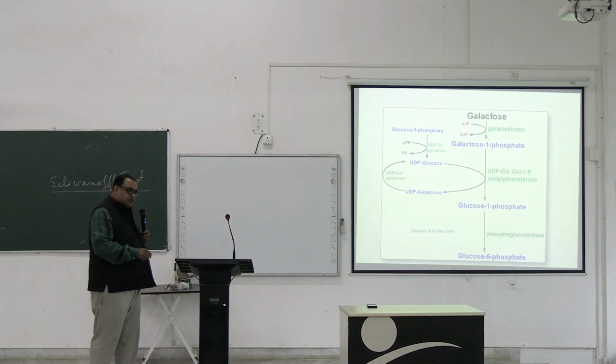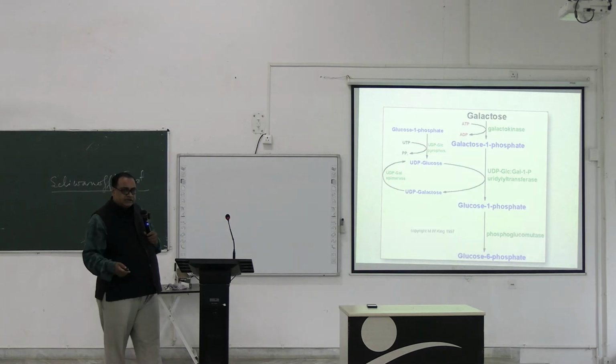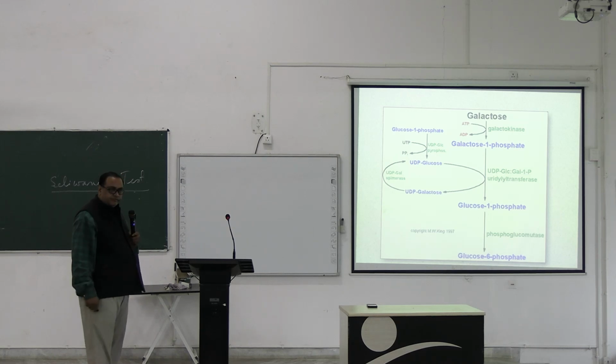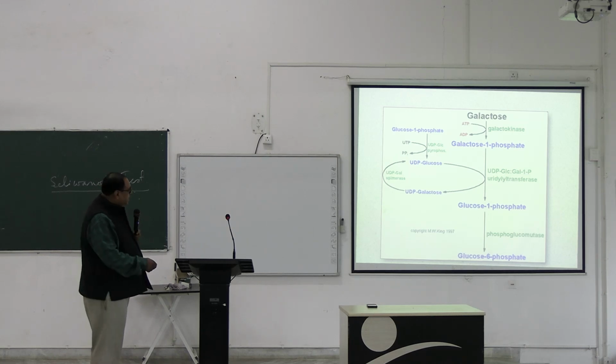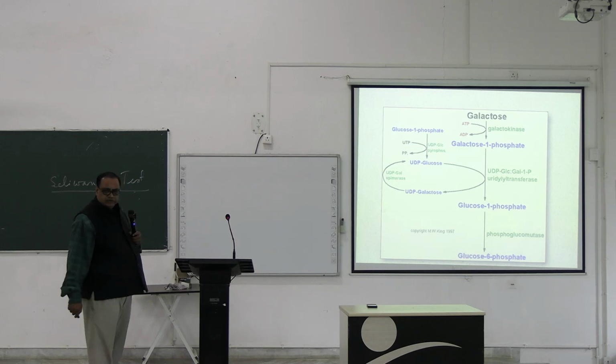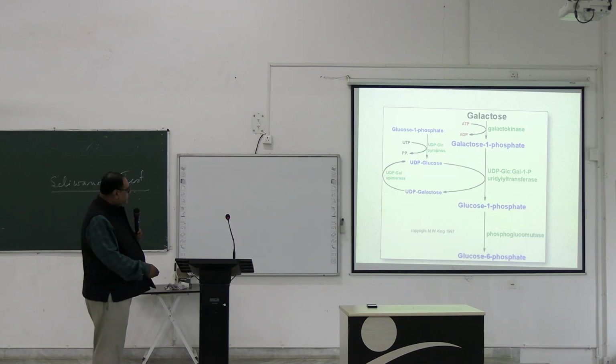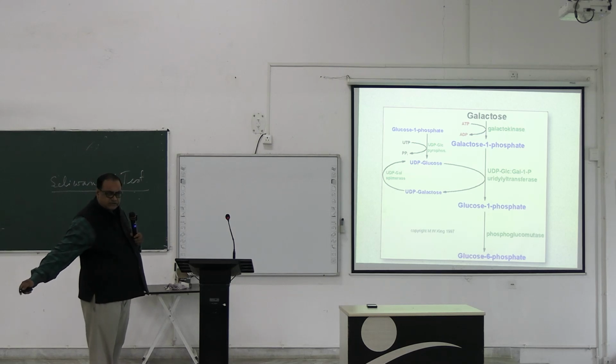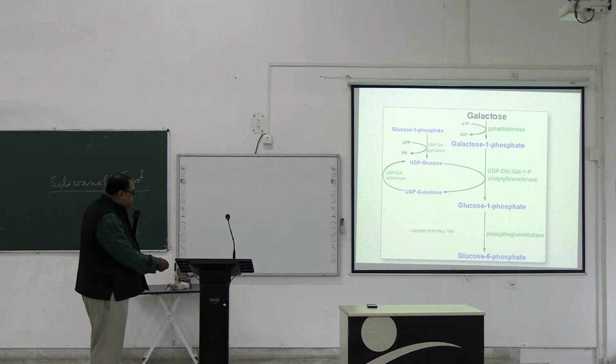Then this UDP-glucose, if it is not synthesizing glycogen, will go and exchange this galactose. UDP-glucose will take up galactose from galactose 1-phosphate. It will become UDP-galactose, and this glucose will be left as glucose 1-phosphate. Then the reverse reaction, glucose 6-phosphate, and it goes to glycolysis.